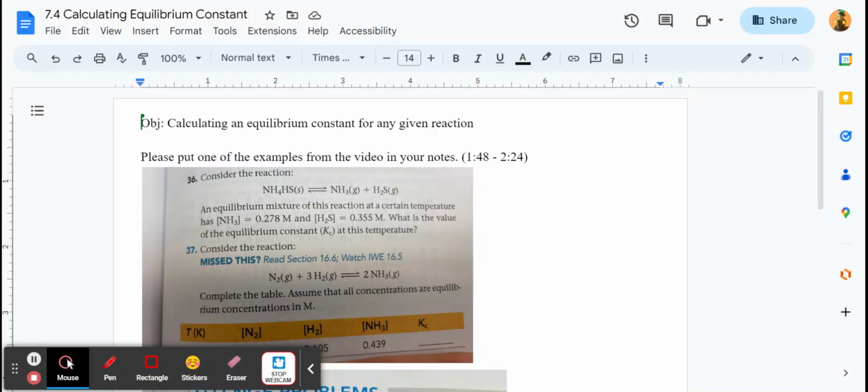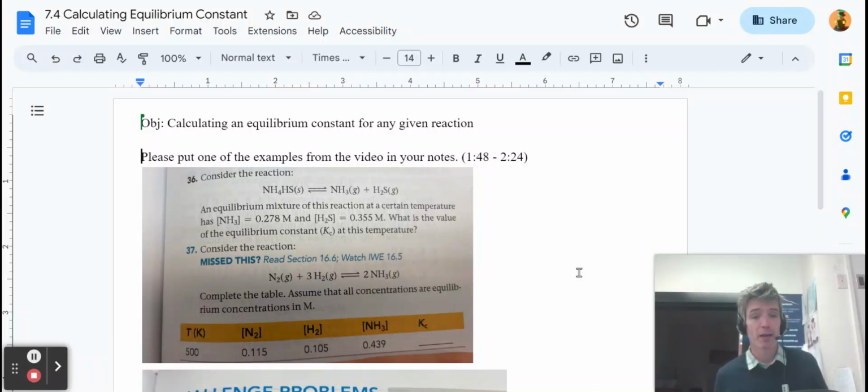Our objective is to calculate K. All right, I'm going to do three problems out of the textbook. These problems are going to have ICE tables. We may or may not have gone over what those are. If not, just copy them down; I would get one of these for your notes.